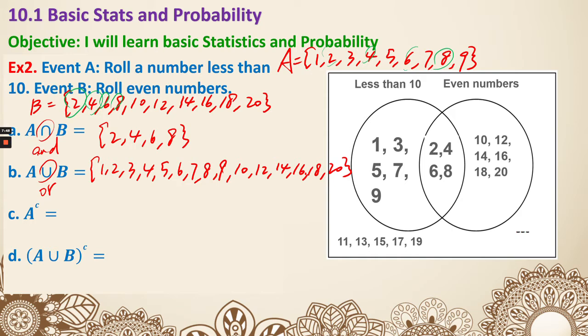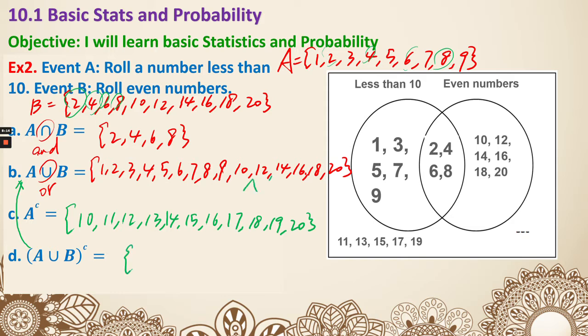Next, A complement. We want all the numbers that are not in A. So these would be starting from 10, 11, 12, 13, 14, 15, 16, 17, 18, 19, 20. Anything that is not less than 10. Part D actually depends on knowing about part B. We are writing down the numbers that are not included in that set. So you will see the numbers here, here, here, here, and here, because these are the numbers that are not in the circle in the Venn diagram. So 11, 13, 15, 17, 19.